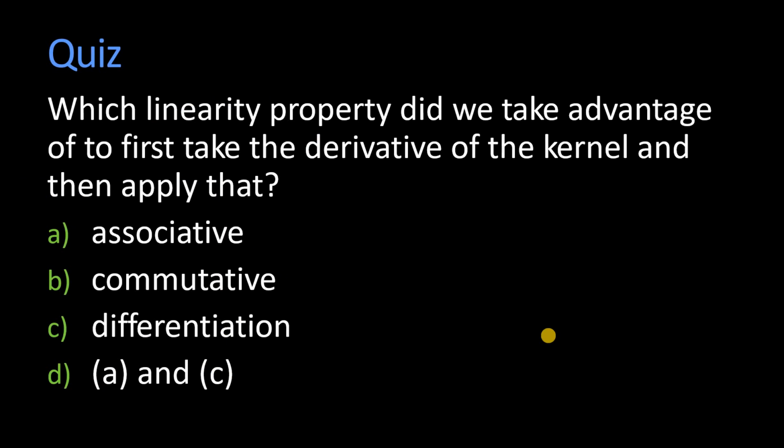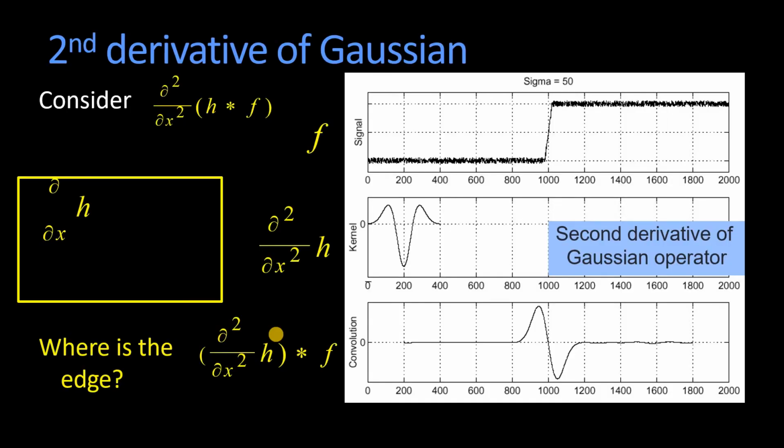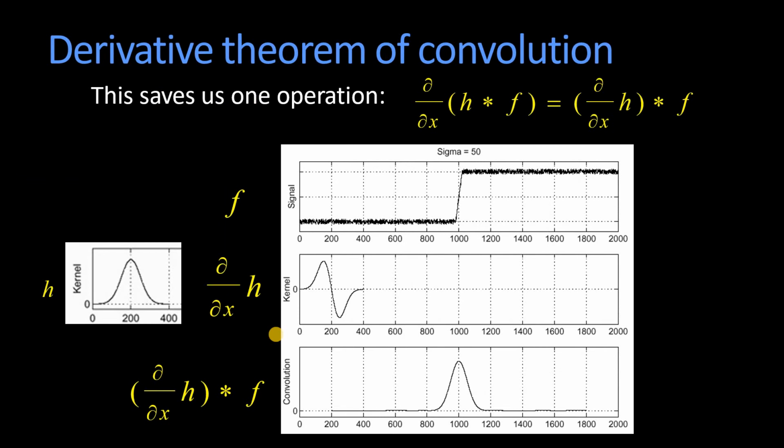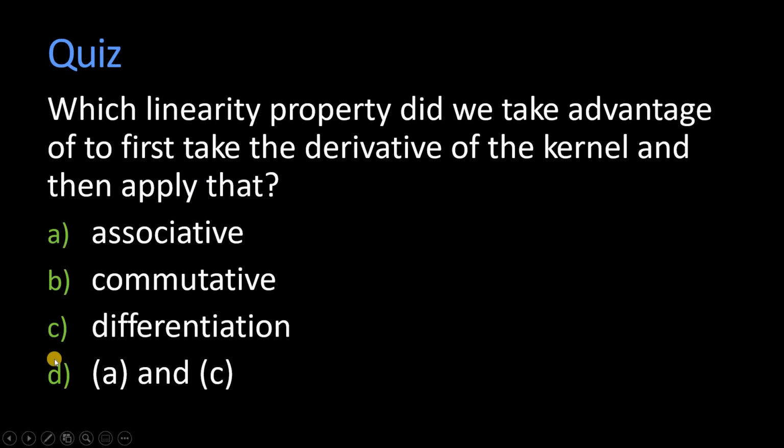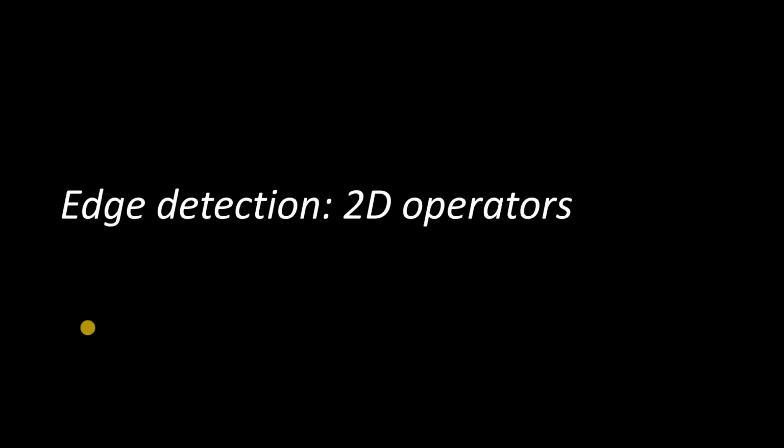So which linearity property did we take advantage of during this operation, to first take the derivative of the kernel and then apply it here? Basically we are using the differentiation, and are we using association or not? So we are using the differentiation property, I think, only. So this was it. We used derivatives for edge detection.